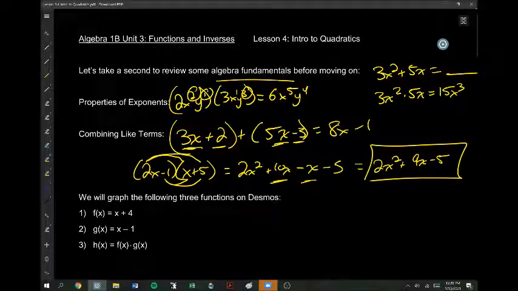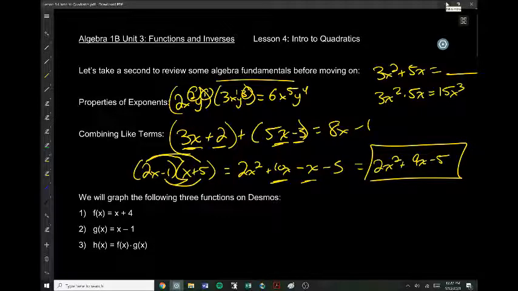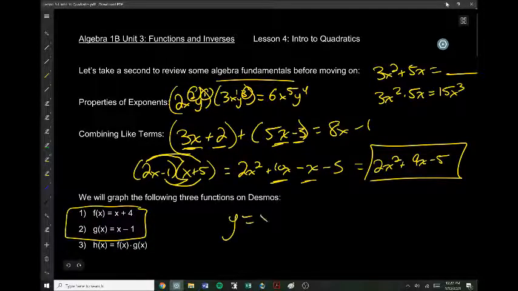Okay, I'm going to pull up Desmos. Desmos is a graphing tool you can find on the internet, or there are apps for it. I'm going to first graph these two functions right here. Now you might know these are linear functions. So y equals x plus 4 is a line with a slope of 1, and y equals x plus 1 is a line with a slope of 1. Let me graph those.